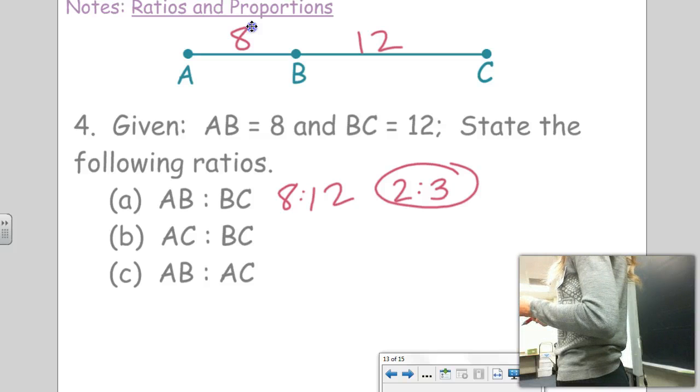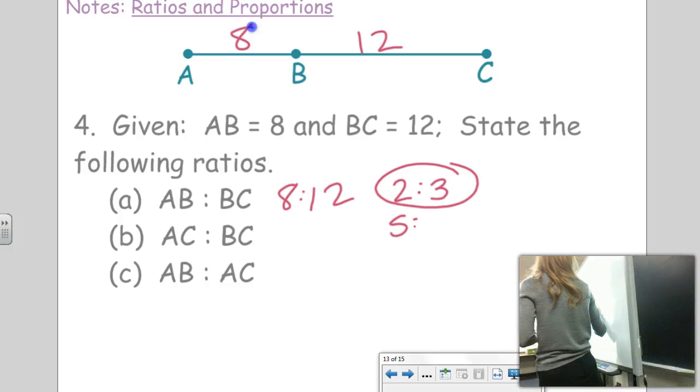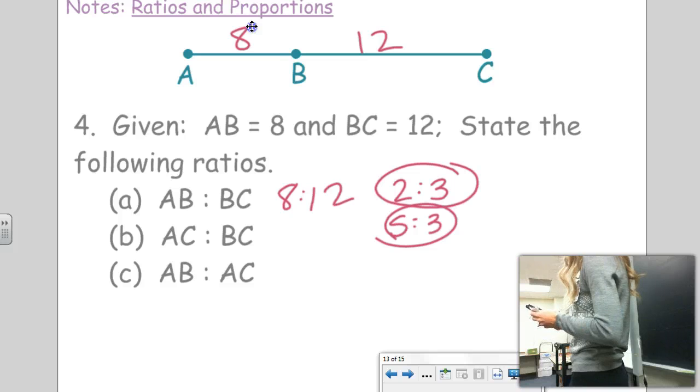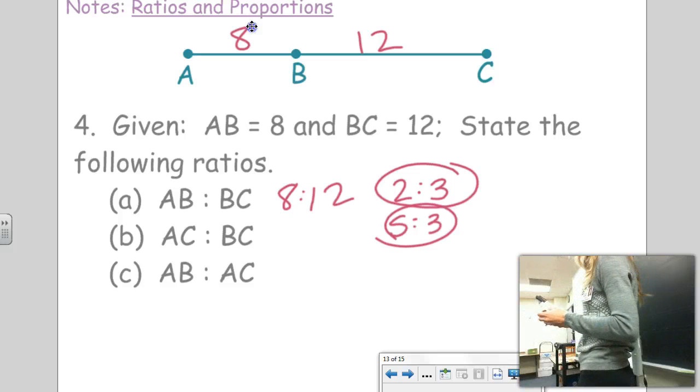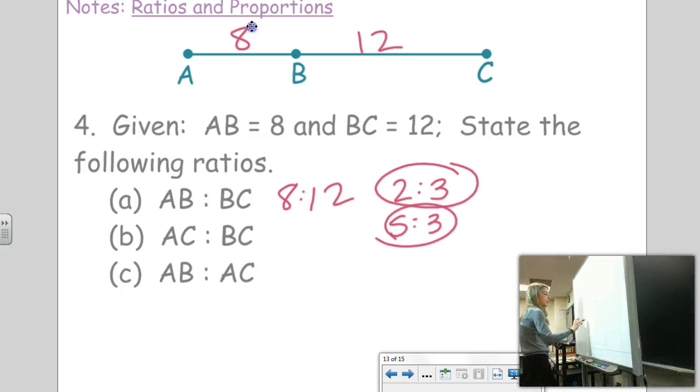B, Savannah. 5 to 3. 5 to 3, all simplified and reduced. And C, Haley. Yes, but that's not done. It's not complete. We would need a final answer, all simplified. So you go to your calculator, you do 8 divided by 20, math, enter, enter. 2 to 5.